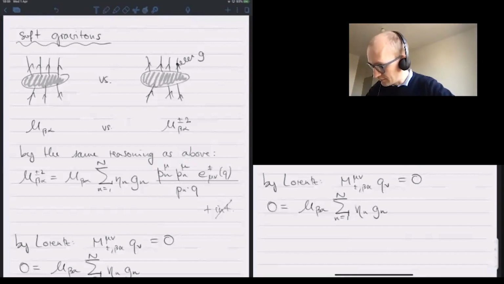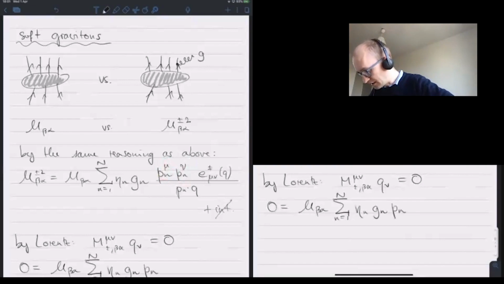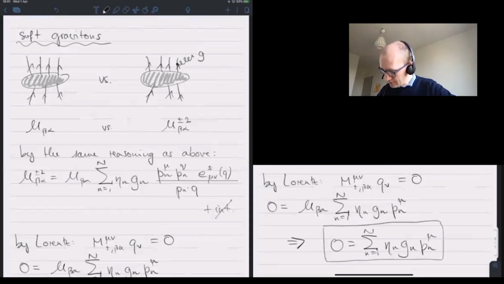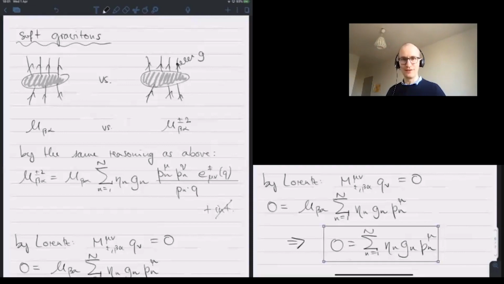But now notice that I contract the momentum. Oh, yes, I had a typo here. This is p^mu p^nu. So I contract the momentum q_nu into this p^mu, so I get the factor p·q, which cancels, but I'm left with one factor of the momentum here. That's crucial. So I'm left with p_n^mu. Therefore, the constraint that we get for the helicity 2 case is 0 equals the sum from n=1 up to capital N of eta_n G_n p_n^mu, which is slightly more complicated than what we got for the photon case.